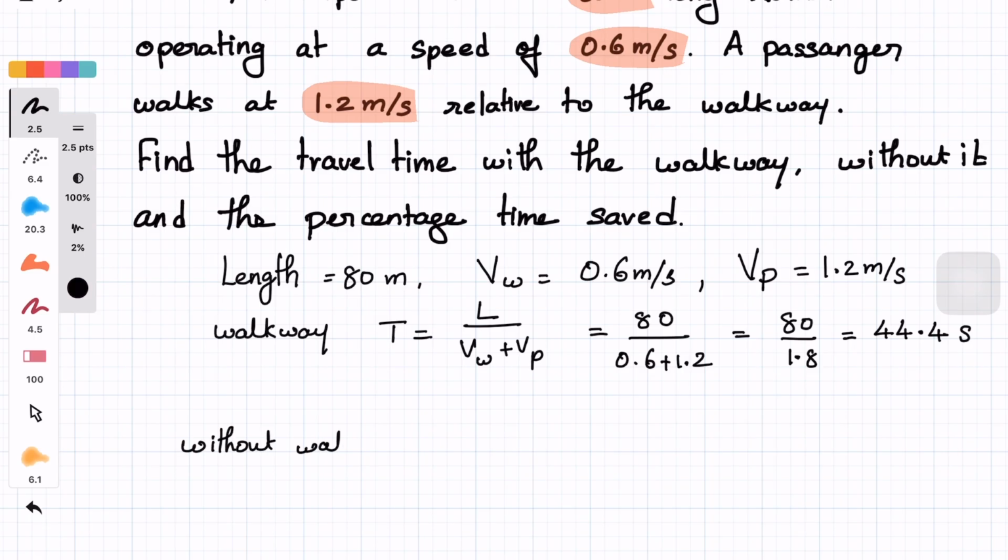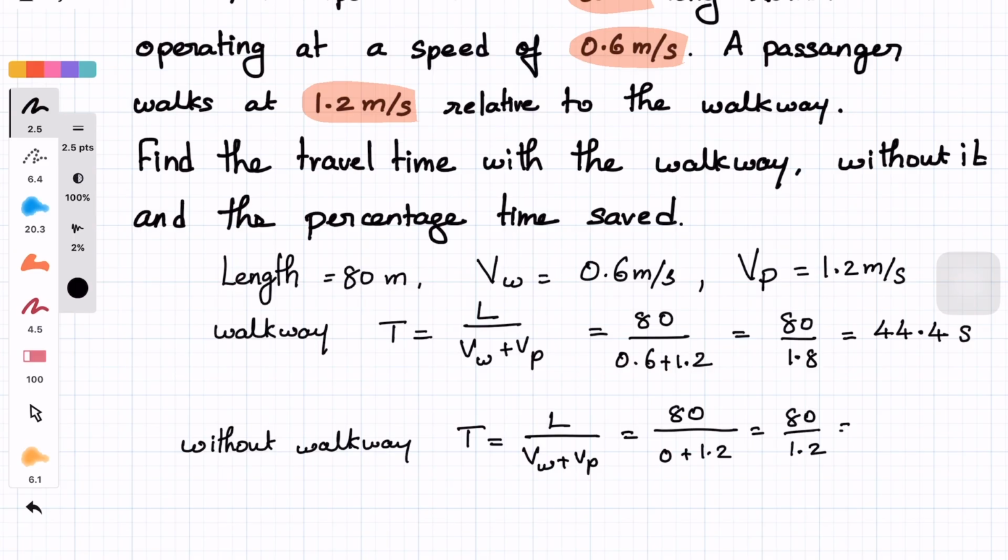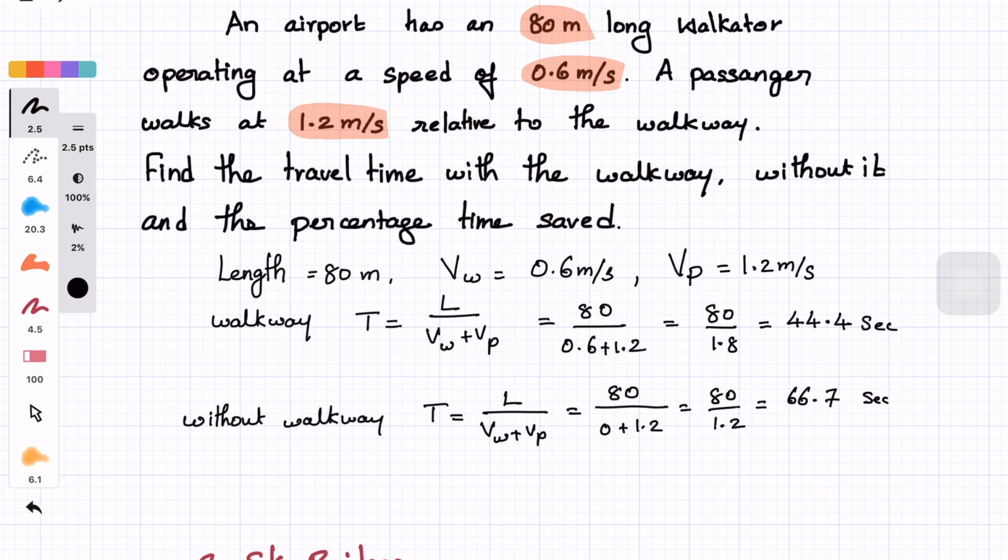Without walkway, it is T equal to L divided by VW plus VP, and without walkway we are calculating, so for VW I am putting 0 plus 1.2, which is equal to 80 by 1.2, equal to 66.7 seconds. So now the question is to find the percentage time saved.